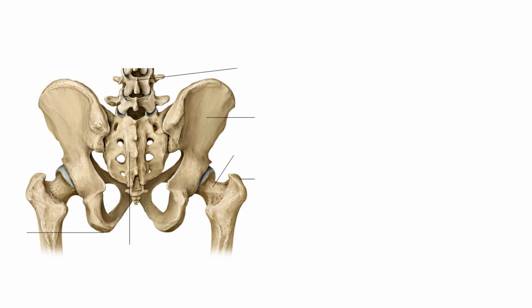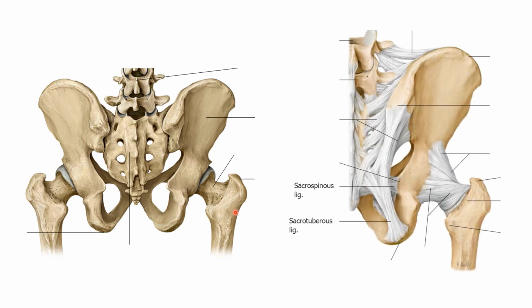This is the posterior view of the pelvic girdle. This is the sacrum, hip bone, posterior superior iliac spine, ischial tuberosity, and upper end of femur. The same has been augmented with ligaments of the hip, femur, and sacrum. So this is the sacrotuberous ligament, an extensive, wide, flat band, and just below that you can find one more ligament, that is the sacrospinous ligament.